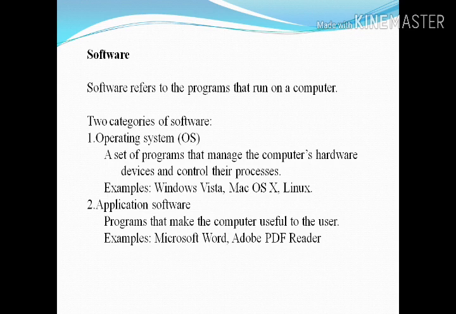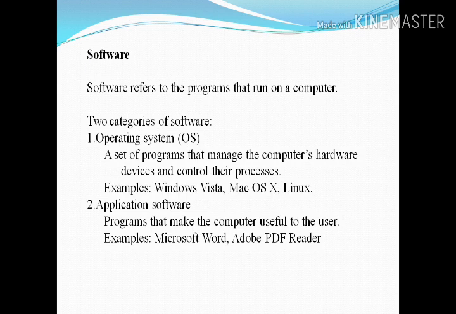Now, let's start the discussion over software. Software refers to the program that runs on a computer. There are two categories of software. One is operating system or system software. A set of programs that manage the computer's hardware devices and control their processes is known as system software or operating system. For example, Windows, Vista, Mac OS, Linux, etc.